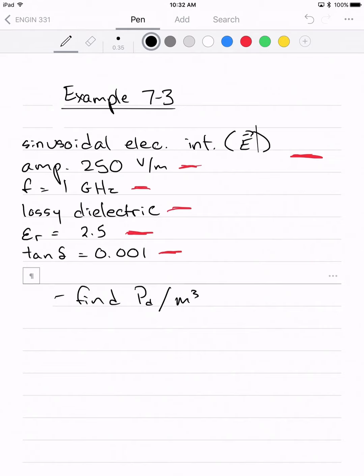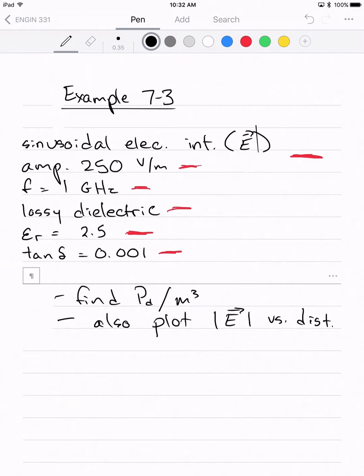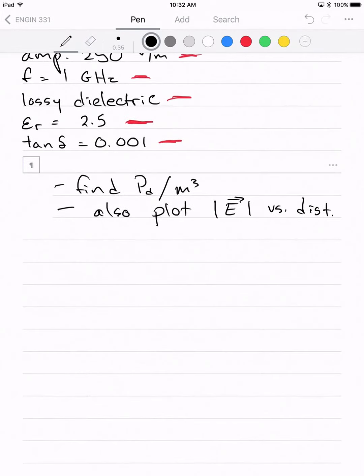This is not required by the problem, but let's also plot the magnitude of the electric field versus distance, just so that we can see what happens to the amplitude as that power dissipates. So to find the dissipated power, we're going to need sigma, but we're not actually given sigma, so we have to find it. We are given the loss tangent.